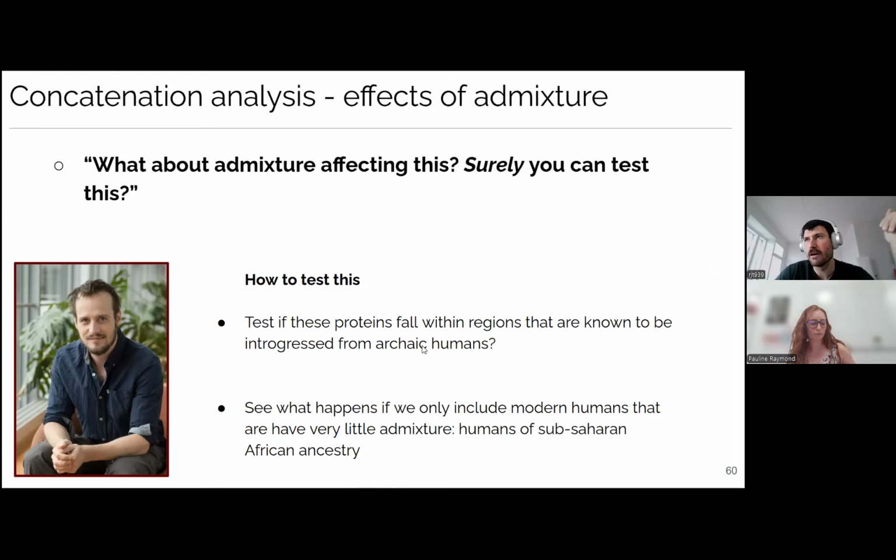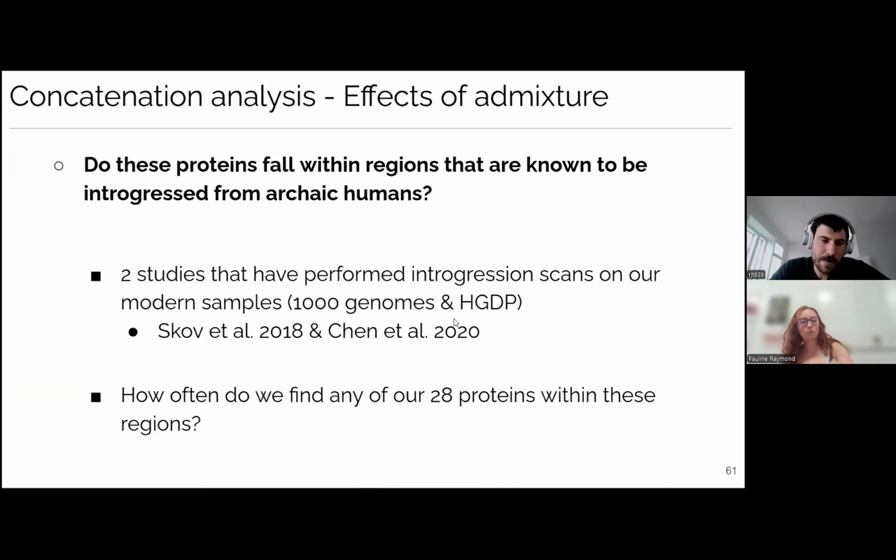So we know a small fraction of some humans has Neanderthal DNA, and a small fraction of some humans have Denisovan DNA. So we want to see if proteins fall within that tiny fraction. And then we also wanted to see what happens if you include in our iterative analysis only modern humans that have very little admixture. So we know that sub-Saharan African people have been inferred to have very little Neanderthal and Denisovan admixture into them.